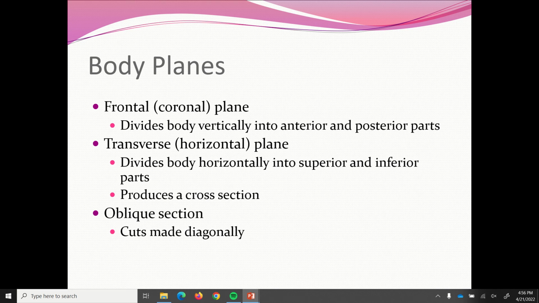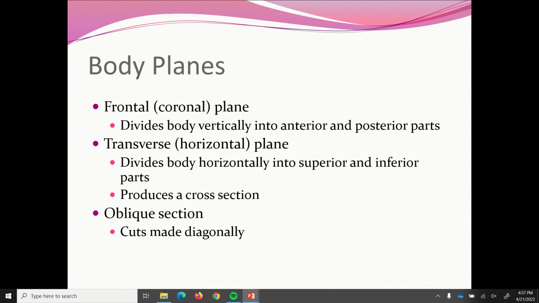The second major body plane is the frontal or coronal plane, and this one divides the body vertically into anterior and posterior parts. So front and back for a human who stands on two legs. So we could also use ventral and dorsal for the frontal divisions. In the transverse plane, this divides the body horizontally into superior and inferior parts. Generally, this is called a cross-section. So the three main body planes are sagittal, frontal or coronal, and transverse or horizontal.